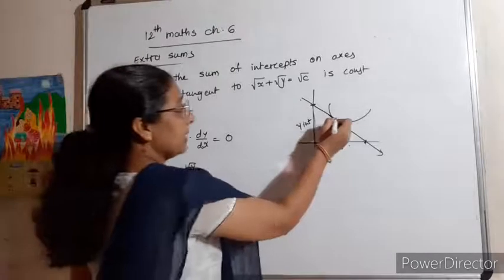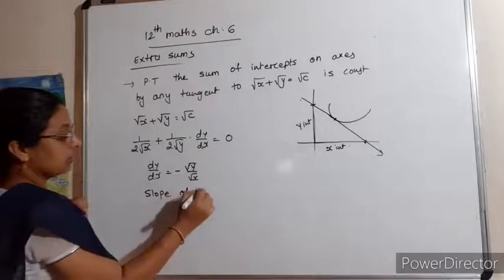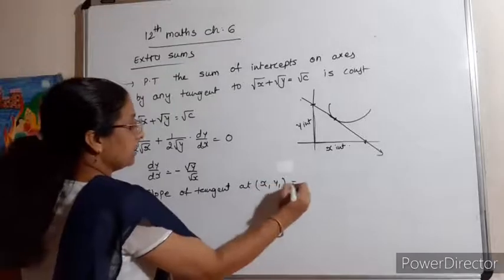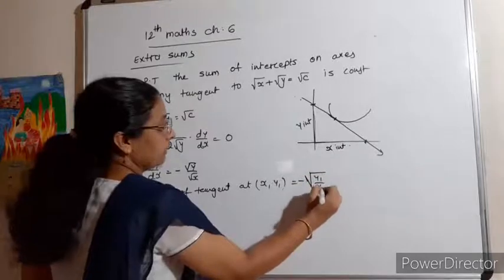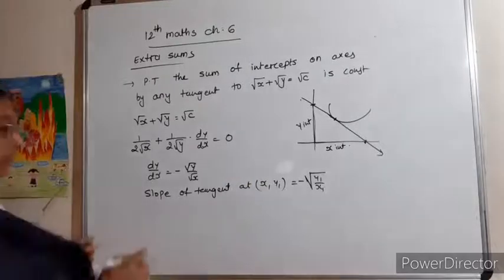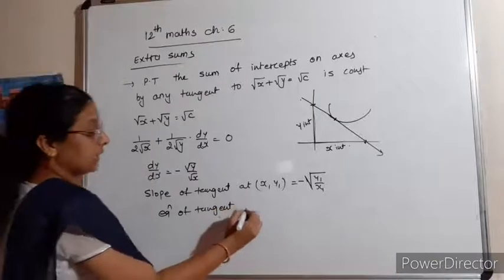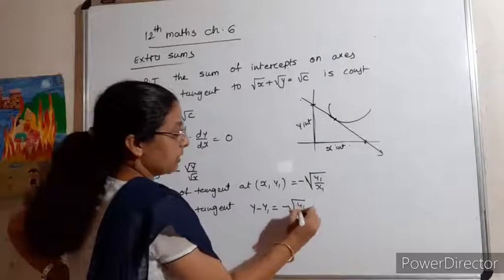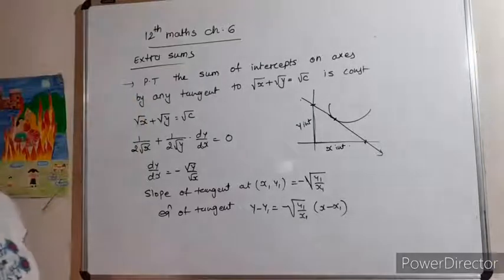Let this point be (x1, y1). The slope of the tangent at (x1, y1) is minus under root of y1 upon x1. Now the equation of tangent is y minus y1 equals m, that is, under root minus y1 by x1 times (x minus x1). That is the equation of tangent.